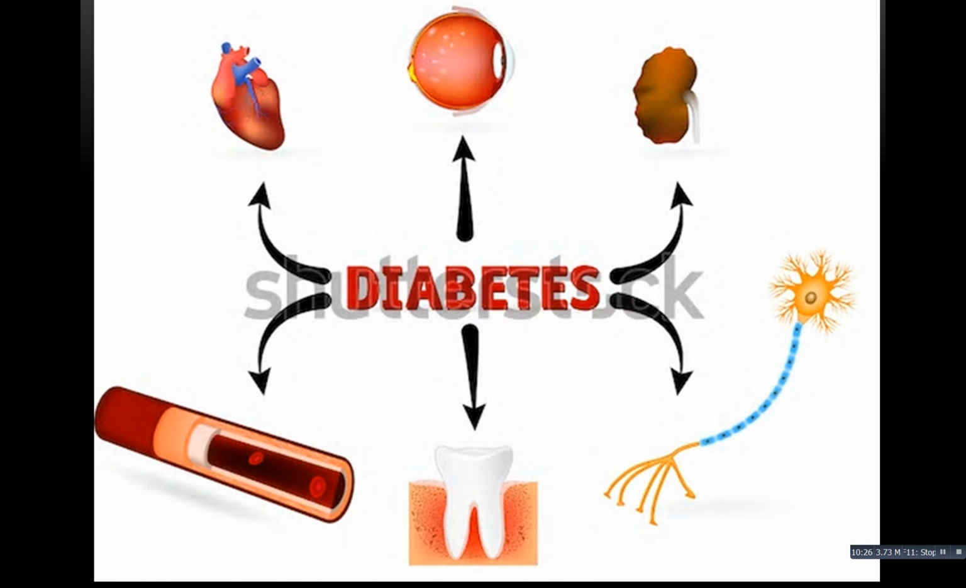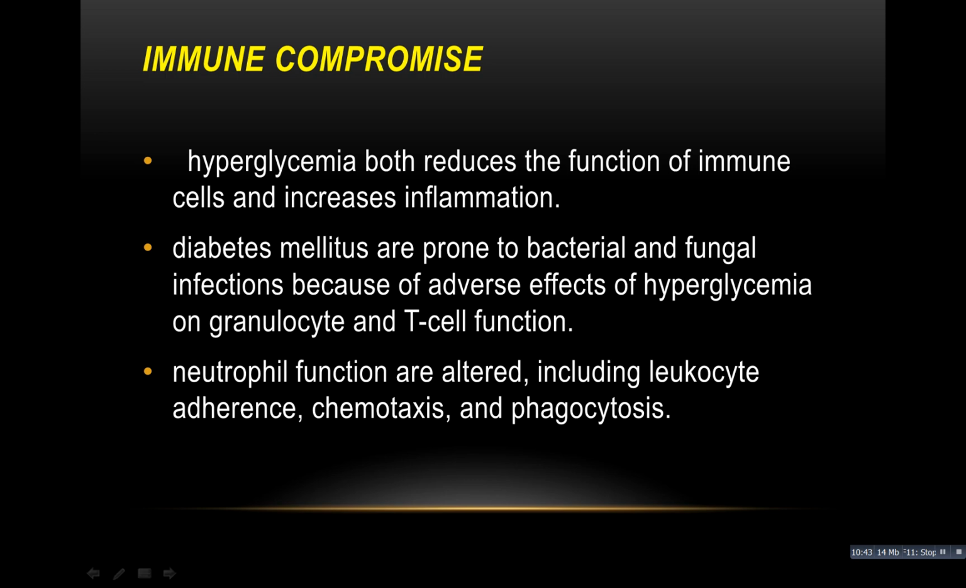As we know, hyperglycemia will affect the granulocytes like eosinophil and neutrophil. Neutrophil is very important in the initiation of the inflammation and initiation of immunity, and the T cell function also will be affected. So here we have two types of cells that will be affected in the diabetic patient: the granulocyte and the T cell function.